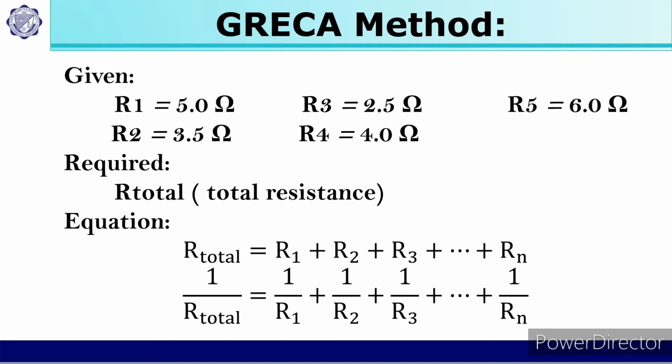Equations, we have two, since the electrical connections involve series and parallel connection. For series connection, the total resistance is equivalent to the summation of the resistance of each resistor. For parallel, 1 over the total resistance is equivalent to 1 over resistance 1 plus 1 over resistance 2, and so on and so forth.